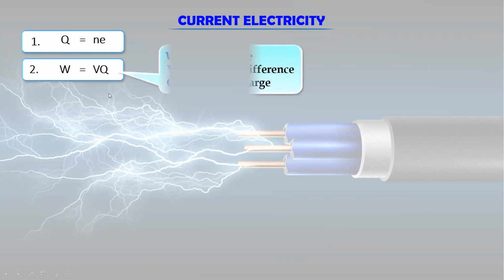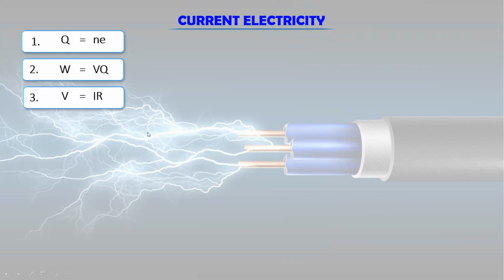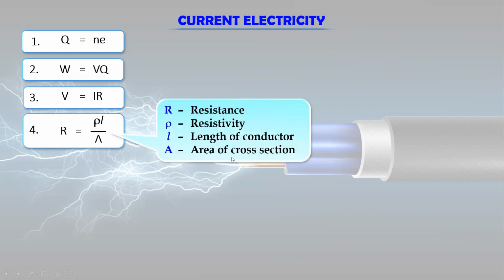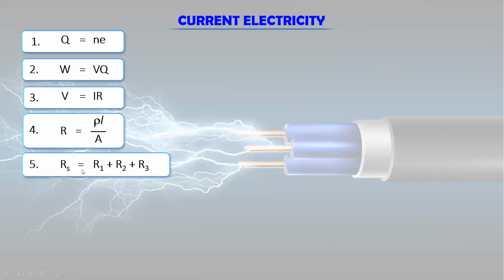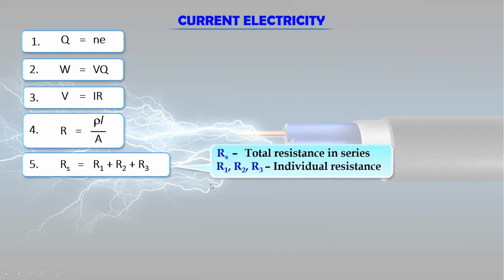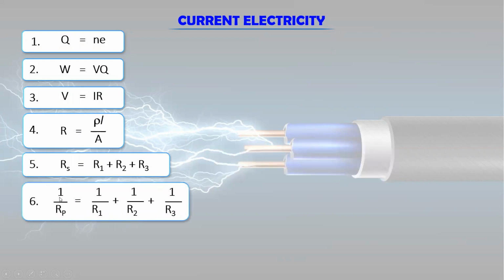W is equals to VQ, work done, voltage, potential difference, and electric charge. V is equals to IR, right? Then R is equal to rho L upon A. In this, the only new thing is rho, which indicates that it is resistivity. And the rest you already know: length, area, and resistance. Then this is the resistance in series formula, that is summation of individual resistances. Then we have the resistance in parallel formula, that is summation of reciprocal of individual resistances.